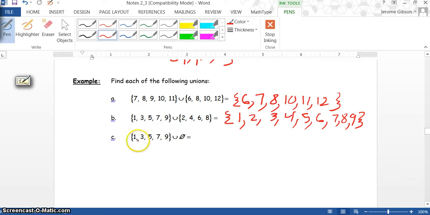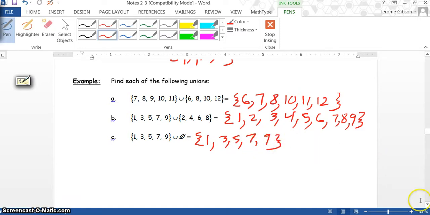Now, we have the set {1, 3, 5, 7, 9} union the null set or empty set. And we know our final answer would be the set that's union to the empty set.